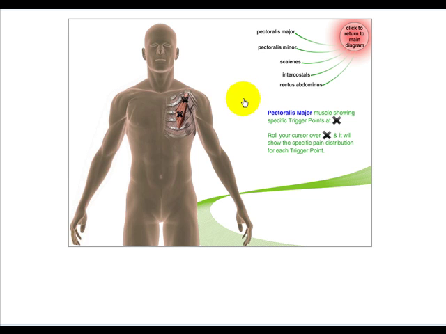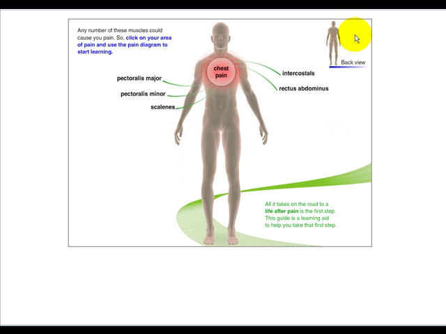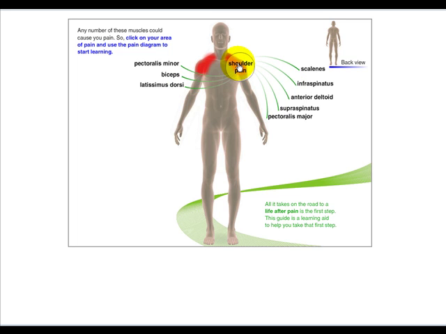If you decide, I've also got pain in my upper arm, then you come up to the right, you click return to the main diagram, and you think, that's where I want to go, because my pain is not only in my chest, but it's here. So you click on that. And now you'll have shoulder pain, and each of the muscles that refers pain to the shoulder will be highlighted. They will come up, and you can follow these using the same template.